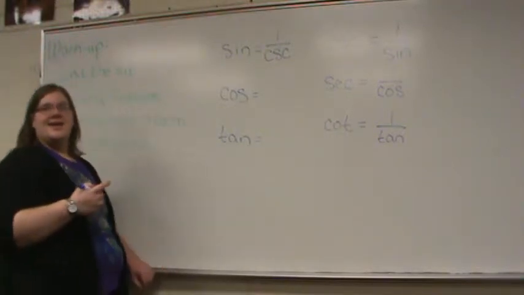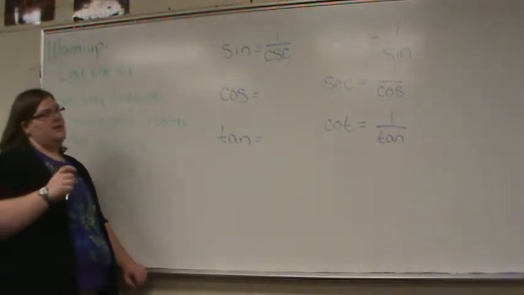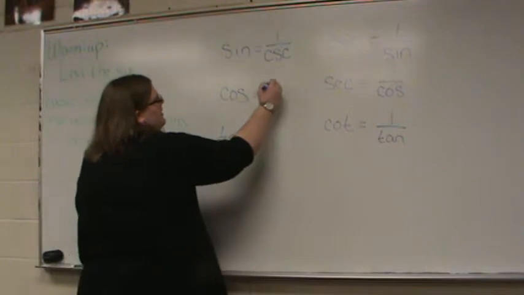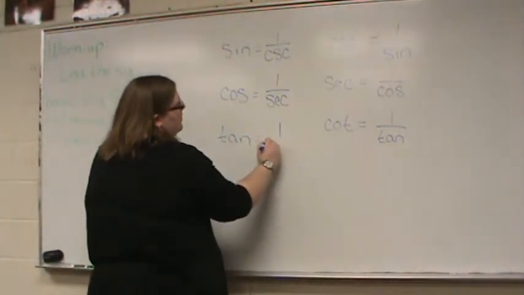Alright, so what about cosine? It's 1 over secant. And tangent is 1 over cotangent.